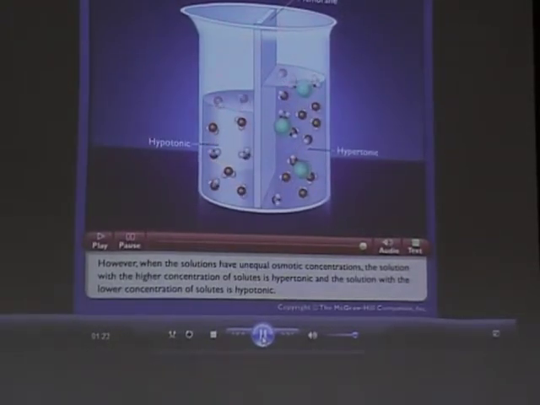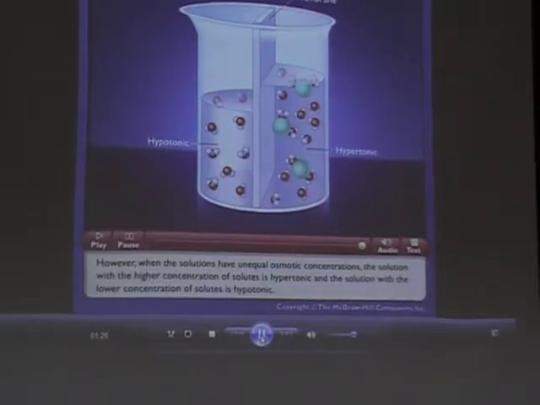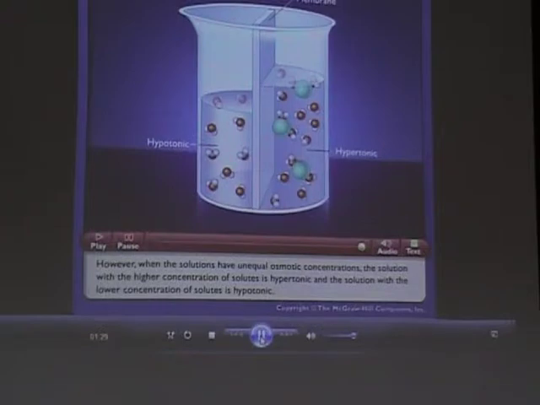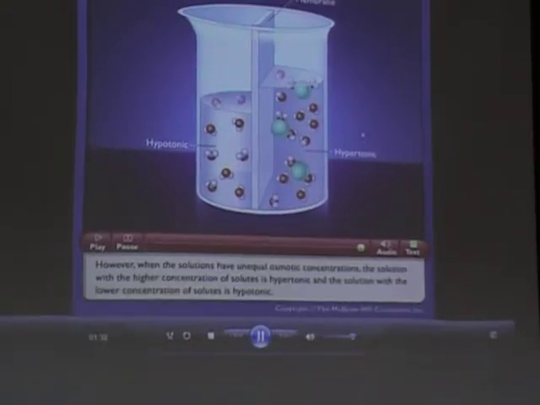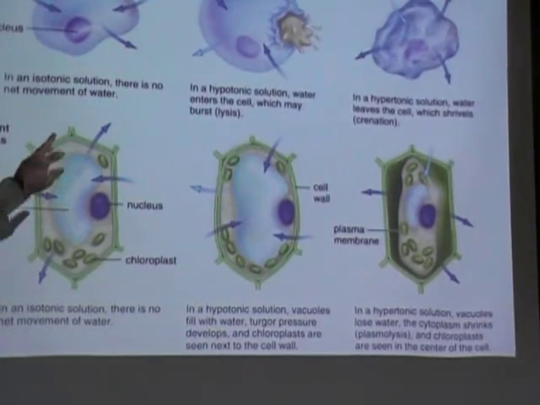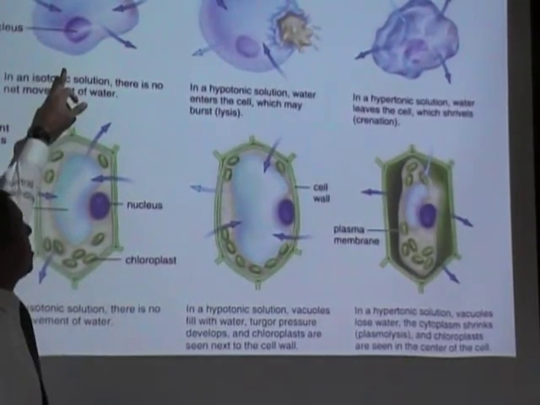Okay, these are 3 words you need to know. Isotonic, hypertonic, hypotonic. 3 words, 3 choices, multiple choice tests. So hypotonic is the one with the least amount. Let me teach you these words. Okay, here's a cell. That's an animal cell, that's a plant cell.